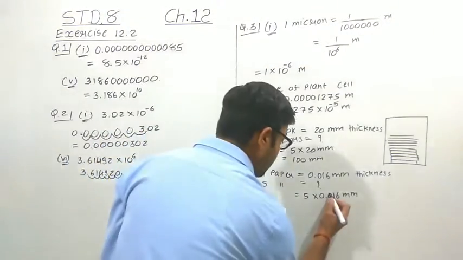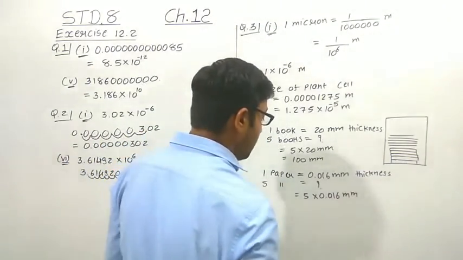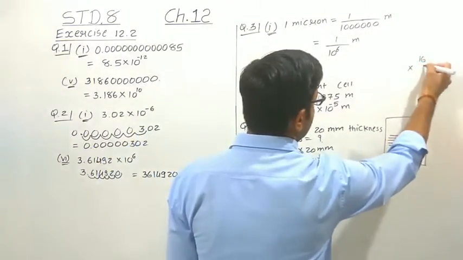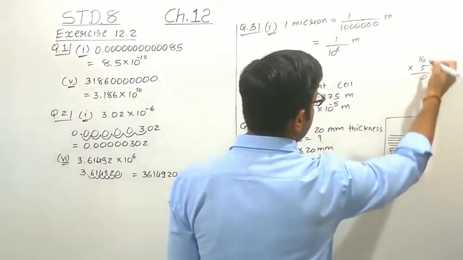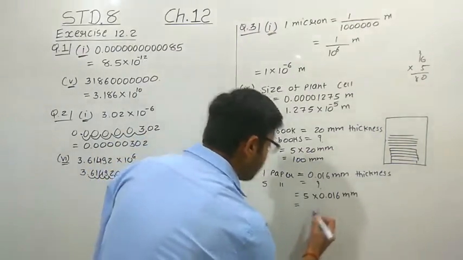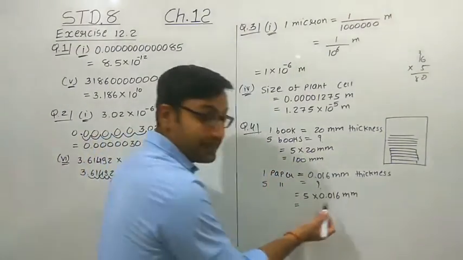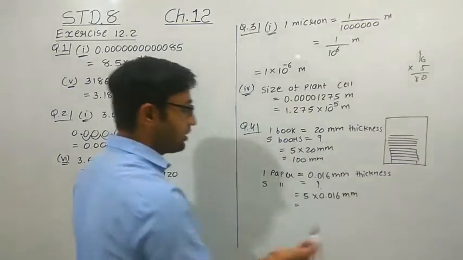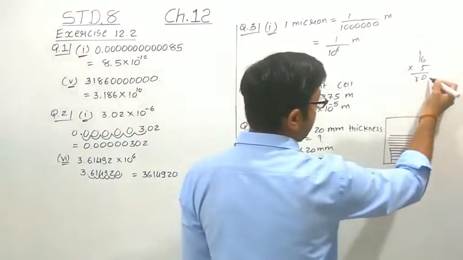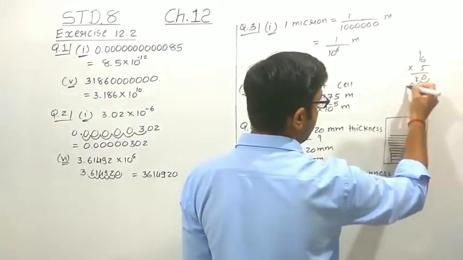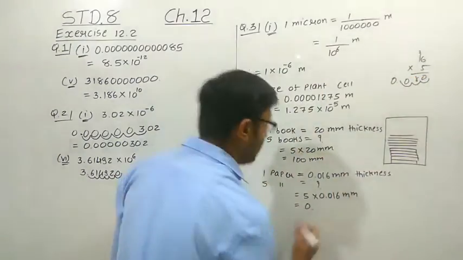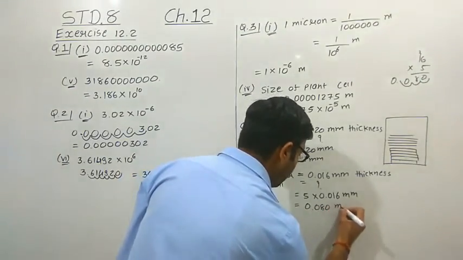So how to multiply these numbers? 5 into 0.016 millimeter. First of all, multiply 16 with 5. So 16 5s are 80. So actually the answer we get is 80. But there is a decimal point on the left-hand side. How many places? 3 places. So in this answer also we have to put the decimal point 3 places. So the decimal point is here, 3 places: 1, 2 and 3. So here we have to put one 0. So the actual answer we get here is 0.080 millimeter.